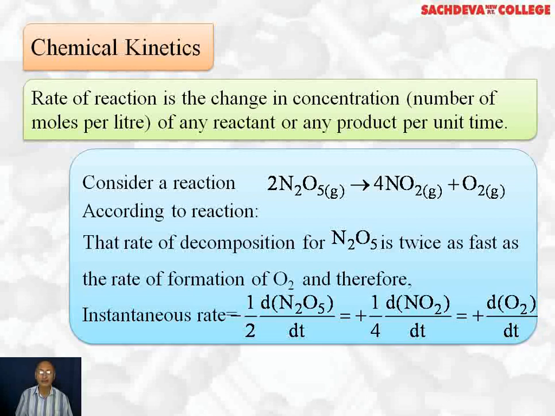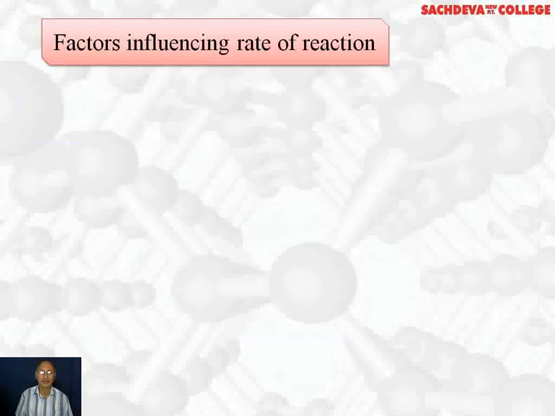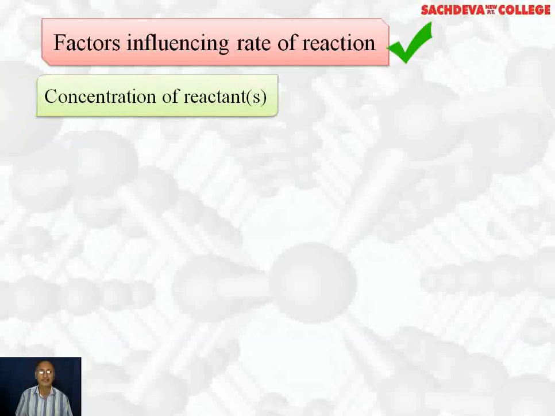This d[N2O5] represents a small change in concentration. Similarly, d[NO2] represents a small change in concentration of NO2, and d[O2] represents a small change in concentration of O2. dt is a small interval of time. Why do we have the minus sign? Because the concentration of reactants decreases with time, and the negative sign shows that it decreases with time. The positive sign shows that the concentration of products increases with time, and we have divided by the coefficients in a balanced chemical reaction.